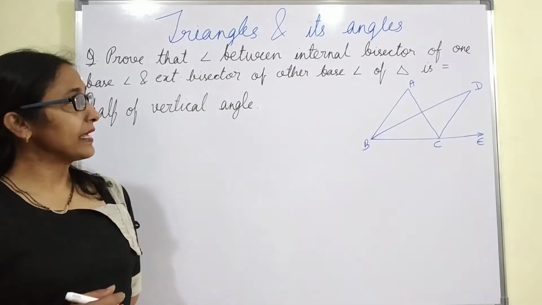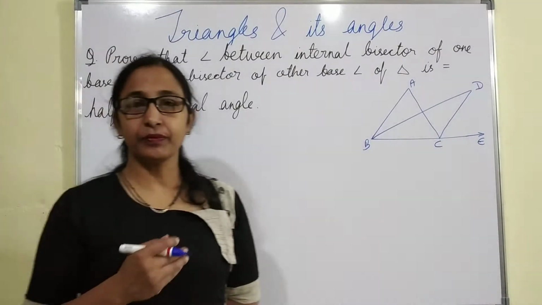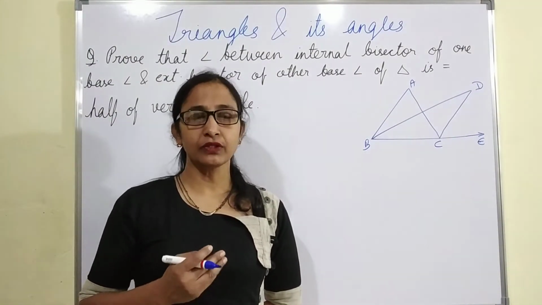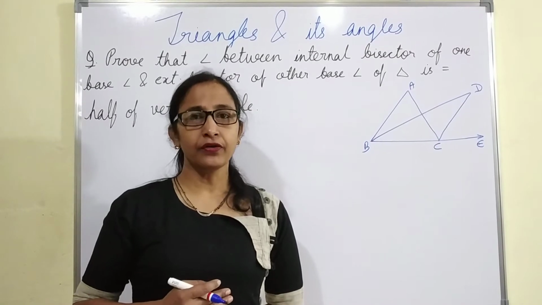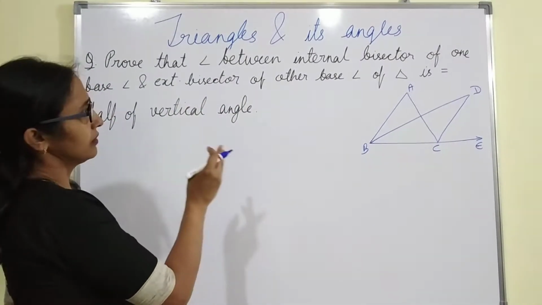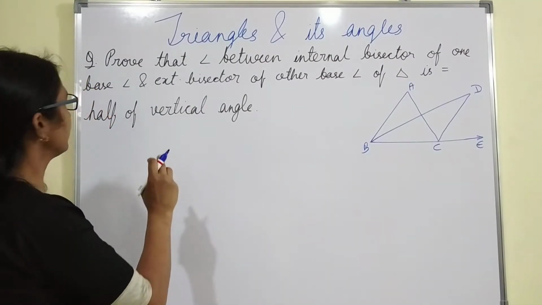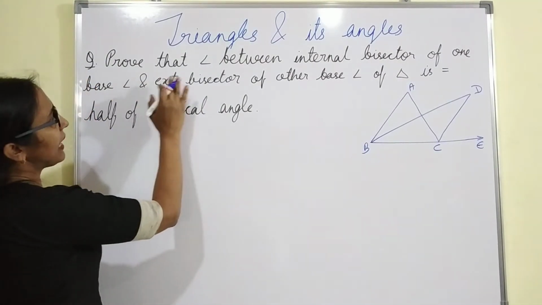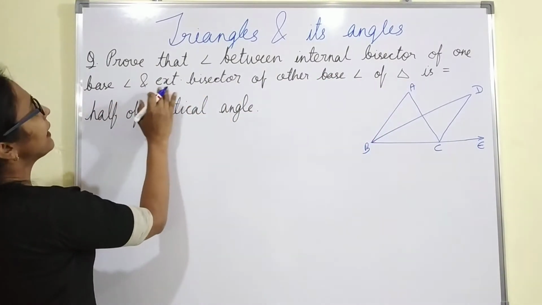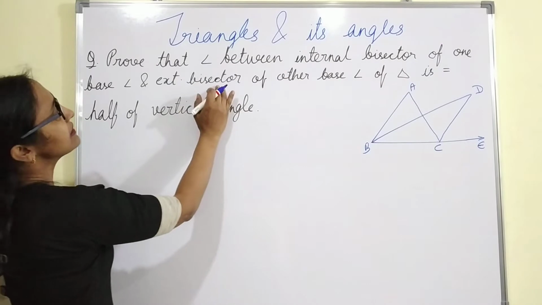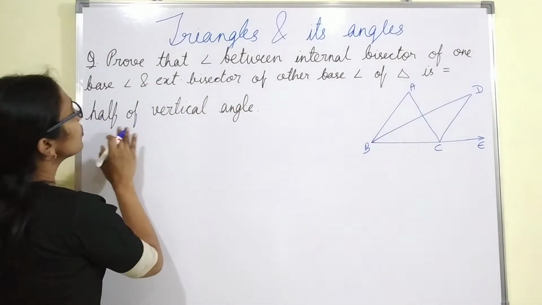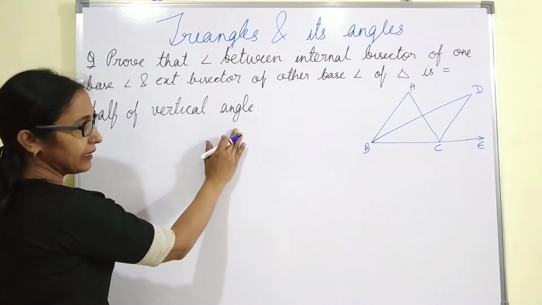In earlier videos, I explained many theorems based on the exterior angle theorem of a triangle and the angle sum property of a triangle. Now, one more question based on those theorems. Prove that the angle between the internal bisector of one base angle and the external bisector of the other base angle of a triangle is equal to half of the vertical angle.